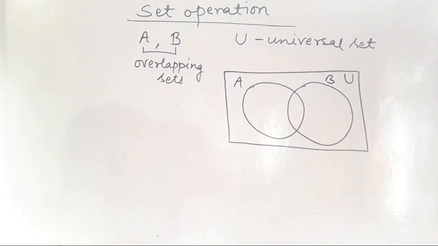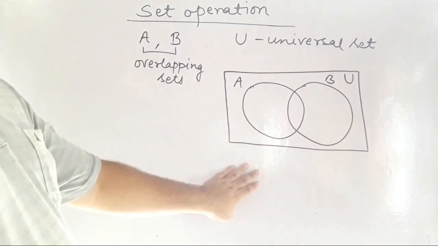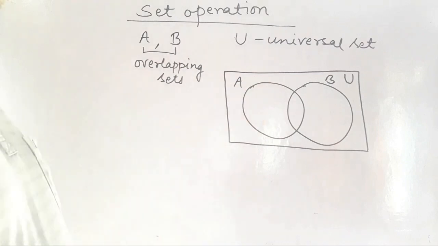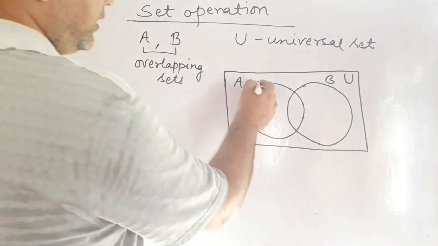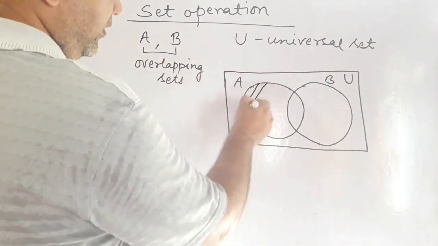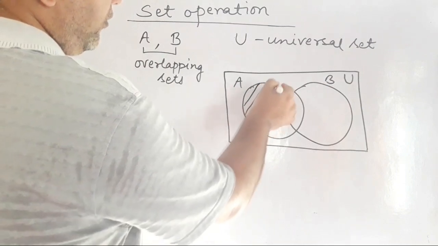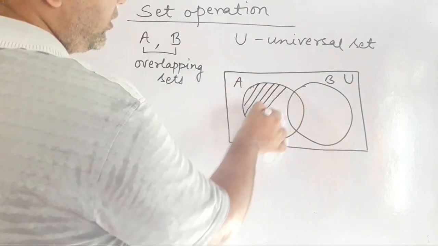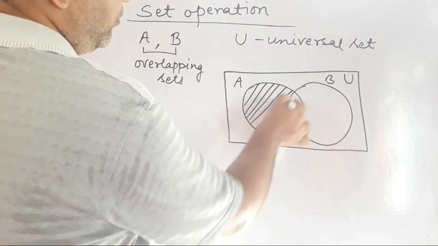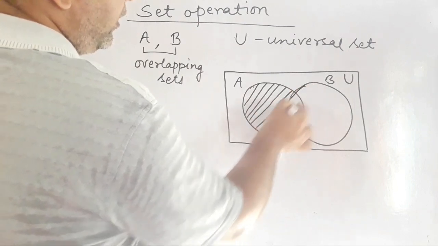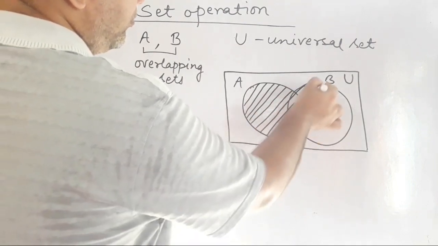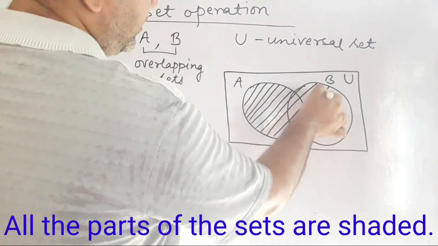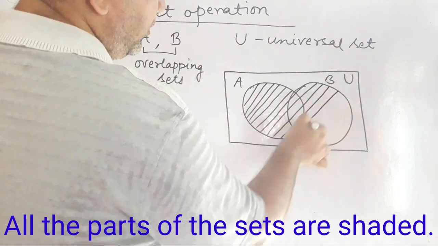Now I have to mention it as A union B. Then how shall I say it? Since the union of A and B contains all the elements that belong either to A or B or both, I shall say this A and B both.